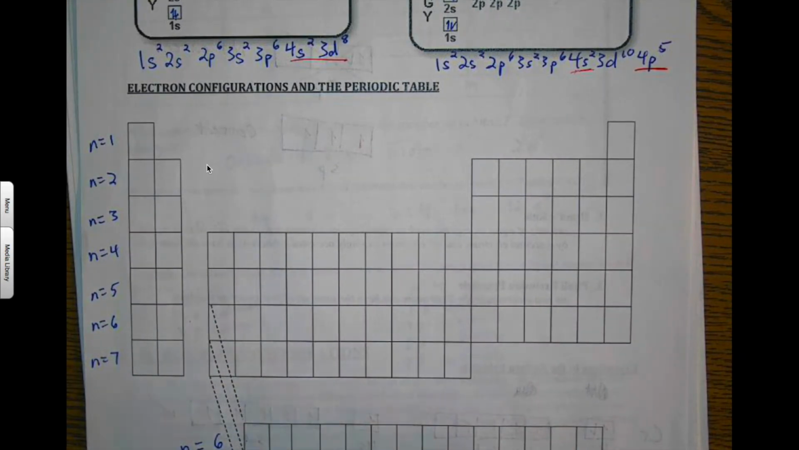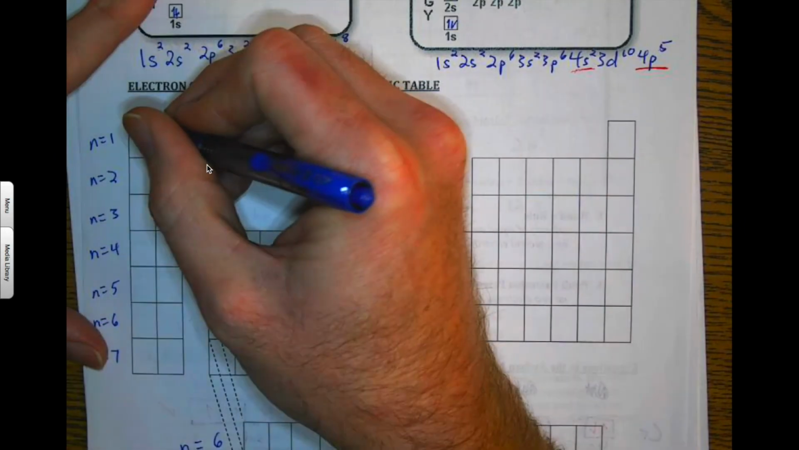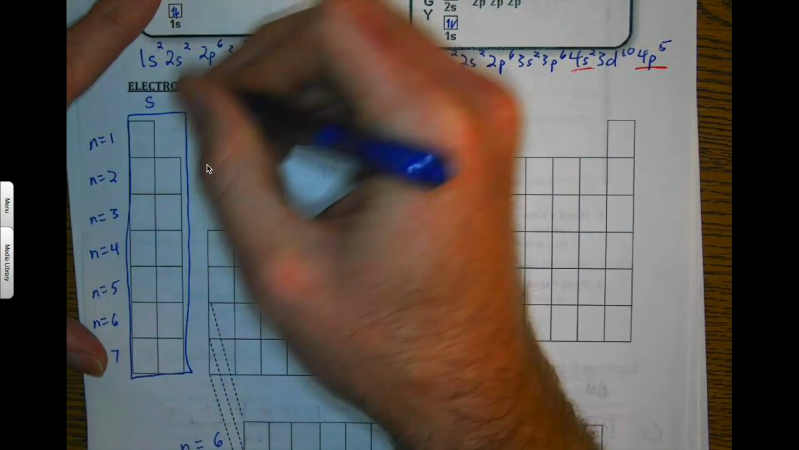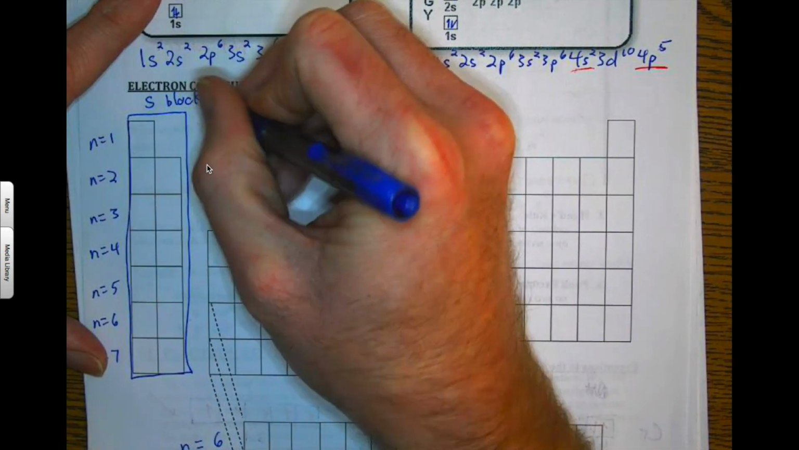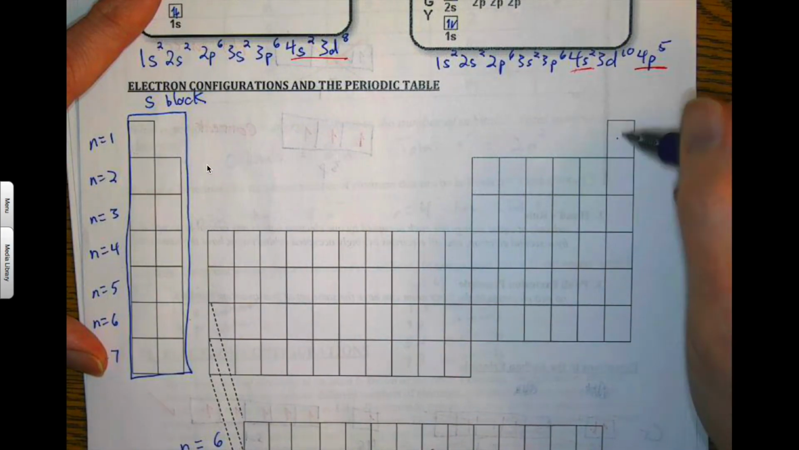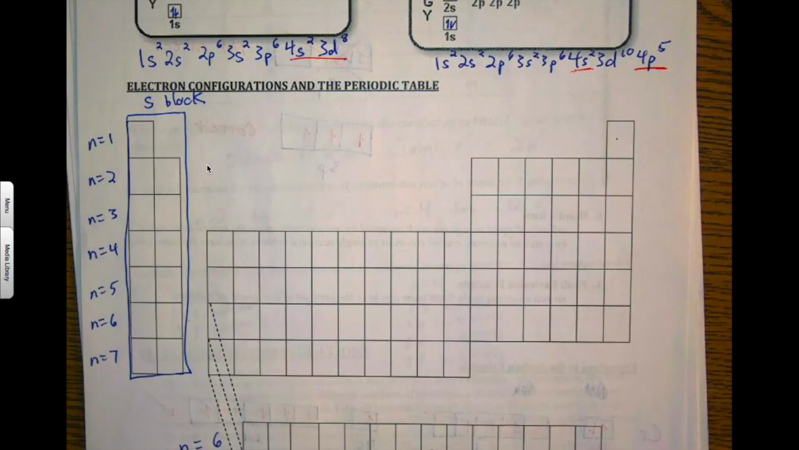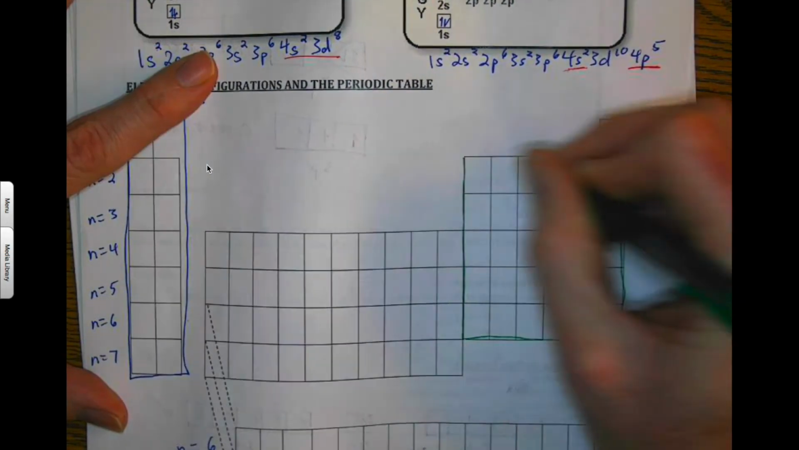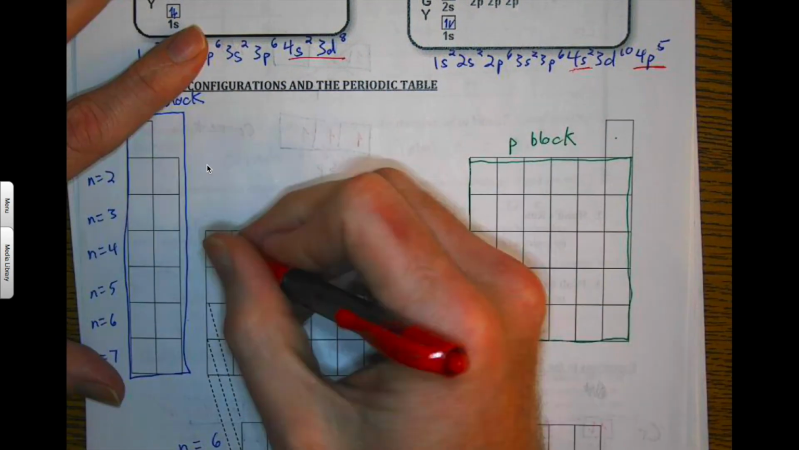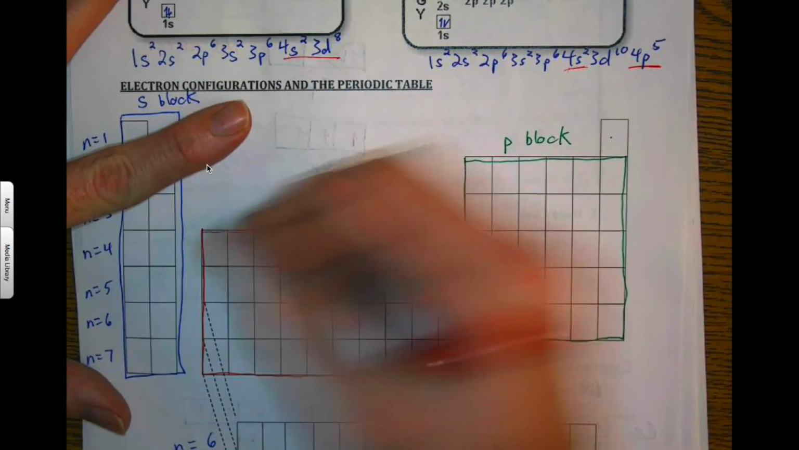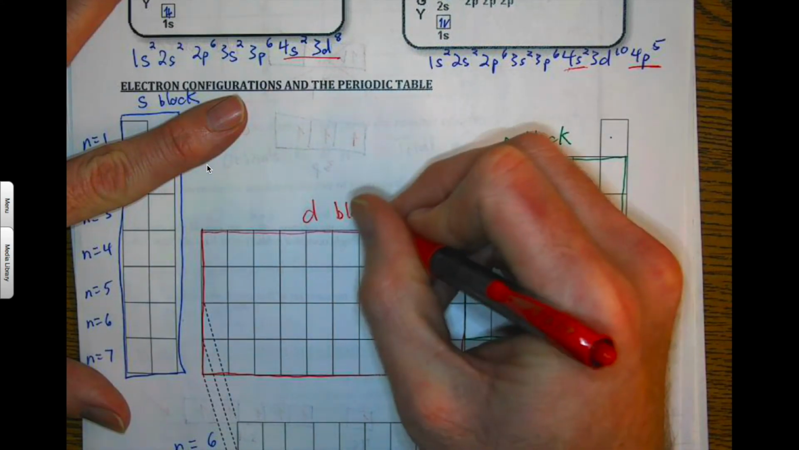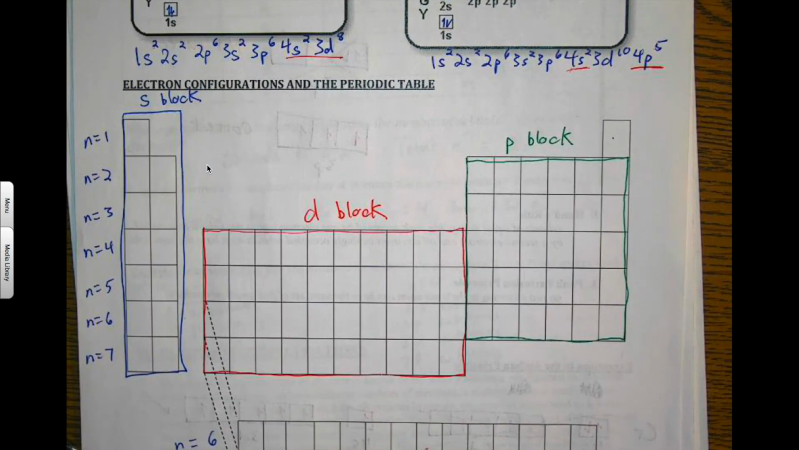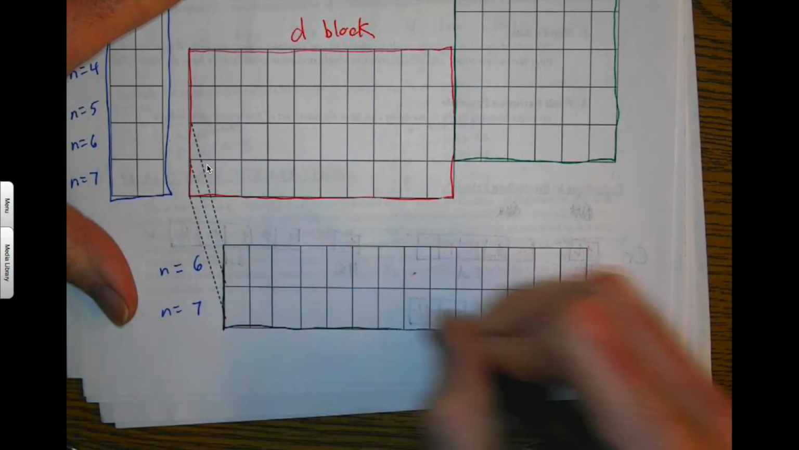So this whole area, I'll do this one in blue, is the s block. Don't forget, helium is actually supposed to be over there. Now this whole area is the p block. This whole area right here is the d block. And this guy down at the bottom is the f block.